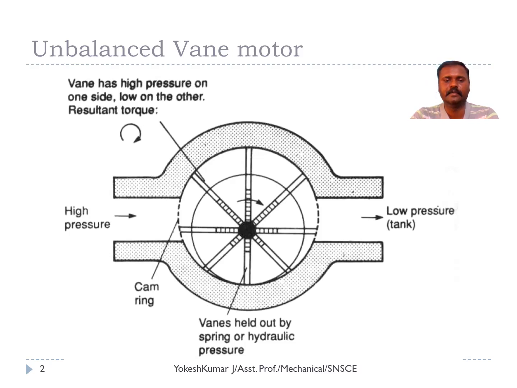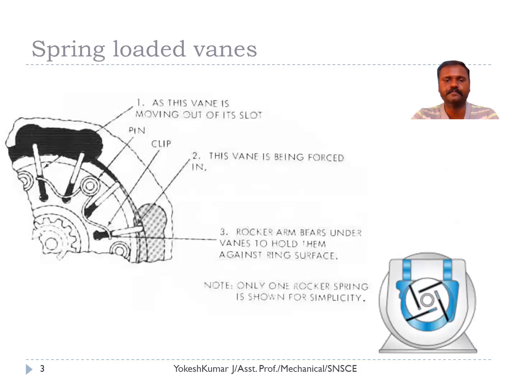Since at one end we have a high pressure in the rotor and at the other end we have a low pressure, the pressure is not perfectly balanced. So the rotor is in an unbalanced state, and that's why it is called an unbalanced vane motor. And in this case, the vanes are loaded hydraulically instead of using springs. The oil is filled inside the vane, which will act as a damping system to make extension and retraction of the vane.